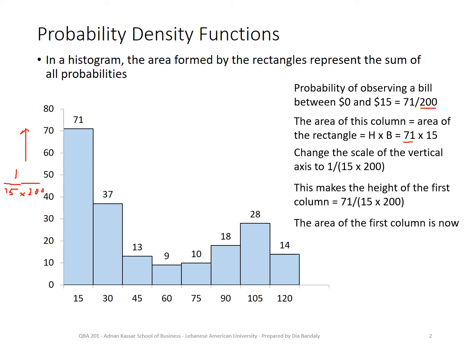Now, the area becomes what? The area is, again, height times base, so it's equal to 71 over 15 times 200, which is the height, and I multiply it by the base, which allows the 15 to cancel. So we have 15 here and 15 there. They will cancel out, and I will have 71 over 200, which is exactly the probability that we found previously using the relative frequency.